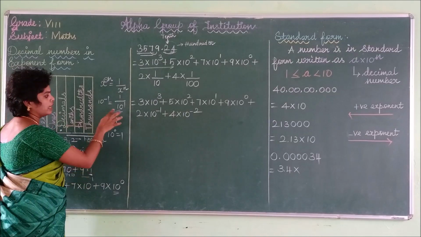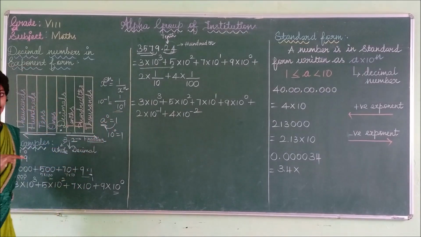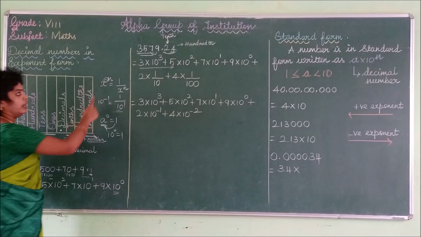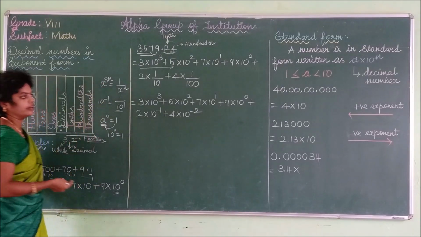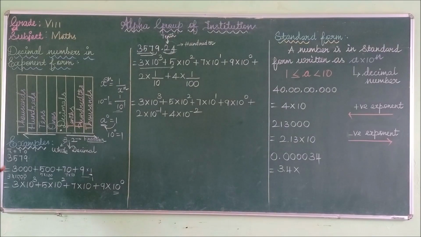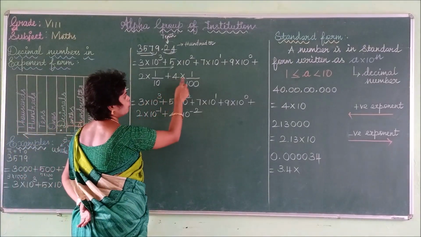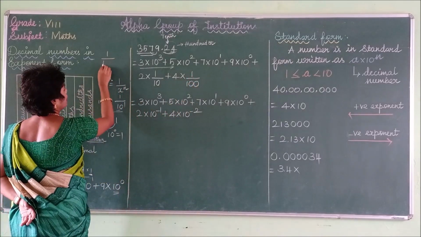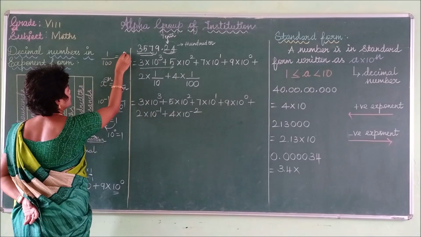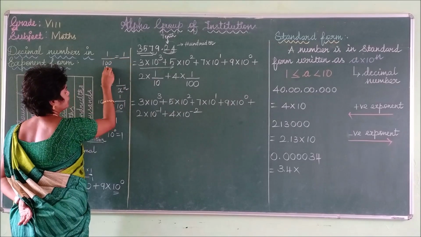So what is the x here? Our x value is 10. The power is 1, and we have to put it as a negative power, so 10 power minus 1. 10 power minus 1 is equal to 1 by 10. Then 4 into 1 by 100. So how can you write this 1 by 100? 100 will be represented as 1 divided by 10 into 10.